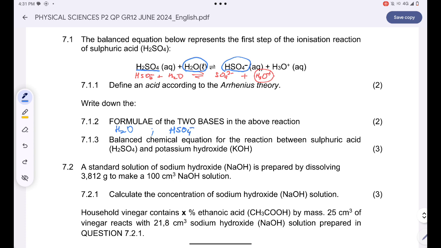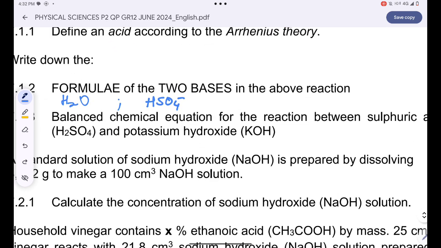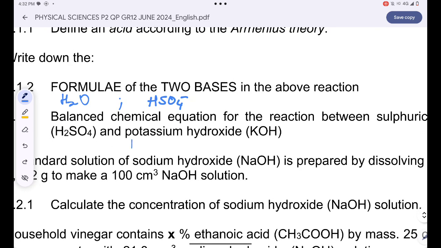Now they want us to balance the chemical equation for the reaction between sulfuric acid and potassium hydroxide. I simply have H2SO4 plus KOH. This will end up giving us potassium sulfate plus H2O. According to Arrhenius theory, whenever you try to neutralize an acid and a base, we will always form salt and water. Are you together?